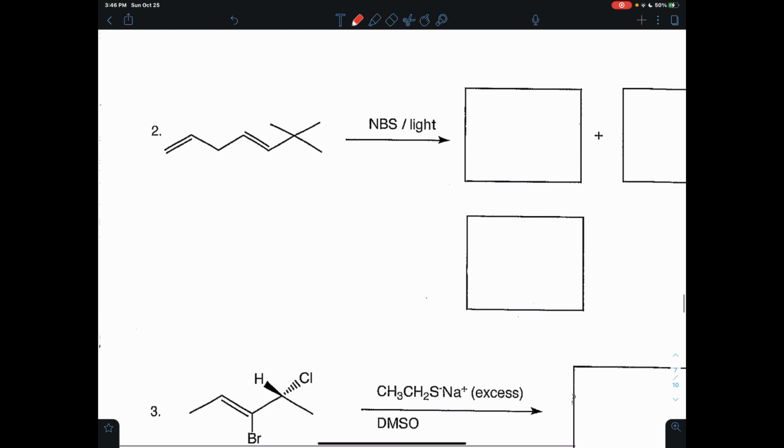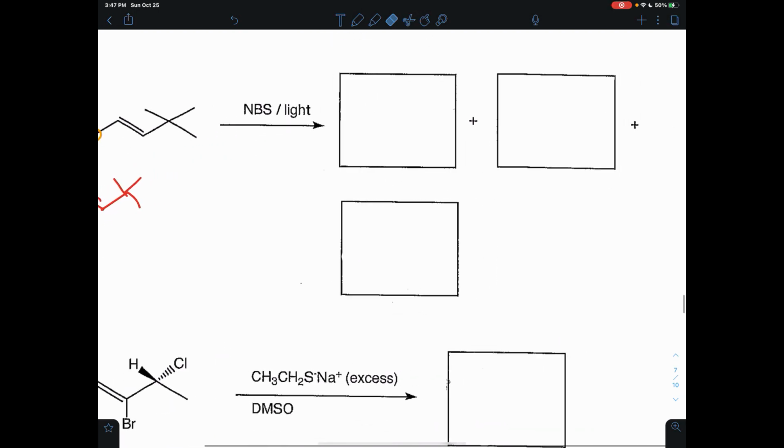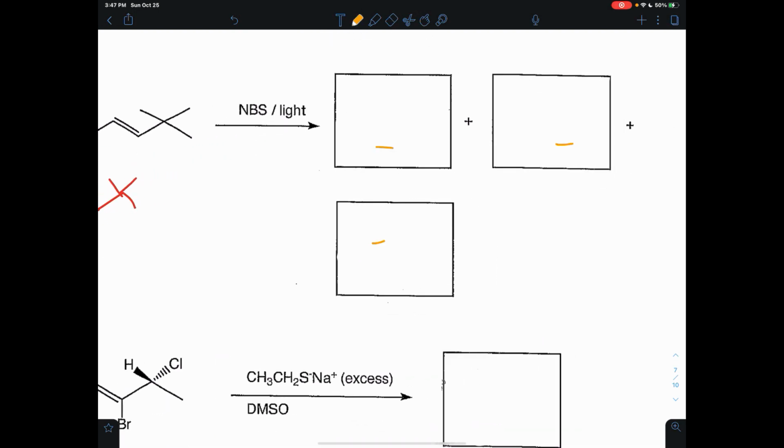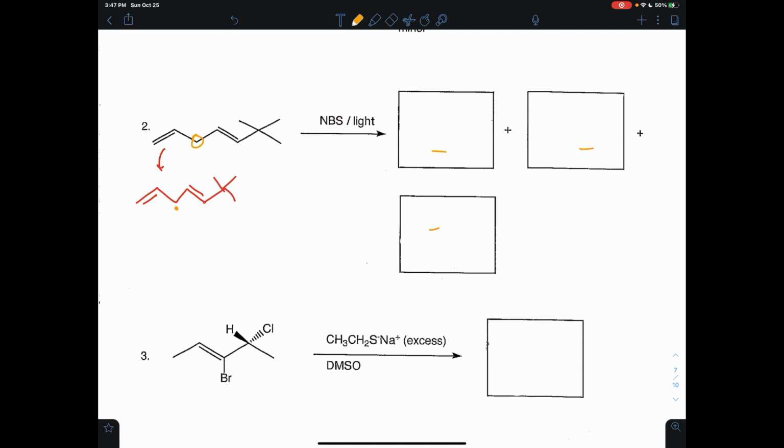So the first step of NBS is going to form a radical on an allylic carbon. The only allylic carbon that I can see is, well, there are 2 allylic carbons, right? There's this carbon right here and there's this carbon right here. But this carbon is fully saturated. It has 4 bonds, right? It's not going to have a radical. It's not going to lose a hydrogen in any way because it doesn't have any hydrogens connected to the carbon. So I'm going to form a radical right here, right? But this radical can resonate, and that's why you have 3 boxes here. This means you have different products, and the reason why you have different products is because you have this resonance.